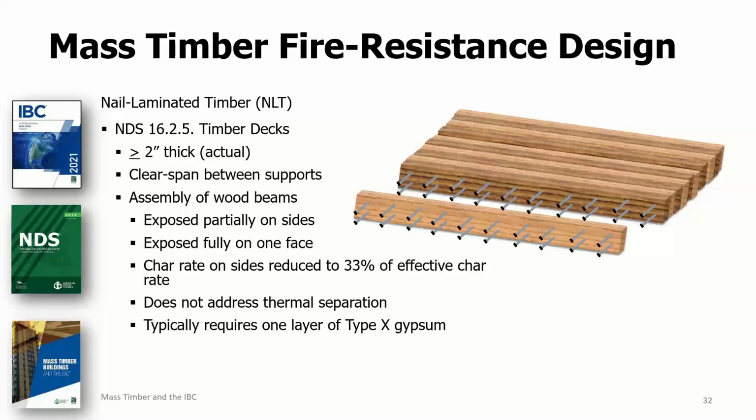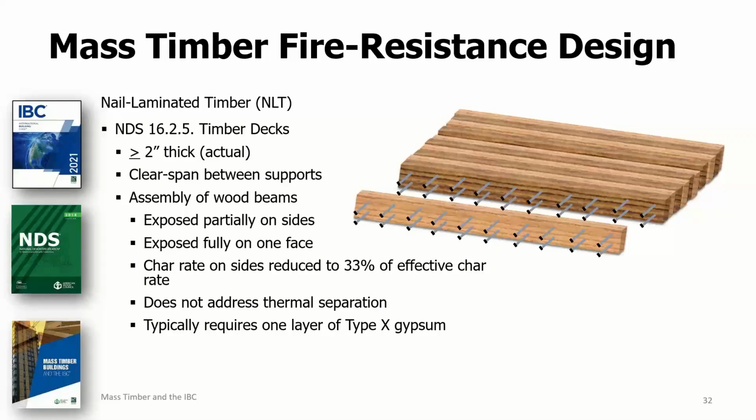Butt-jointed decking, on the other hand, is designed as an assembly of wood beams fully exposed on the bottom, and then also, in addition to that, partially exposed on the sides of each lamination. To compute the effects of partial exposure on the sides of each lamination, the char rate for this limited exposure is taken as 1/3 of the effective char rate. For butt-jointed timber decking, which includes NLT, these calculation procedures do not address thermal separation.